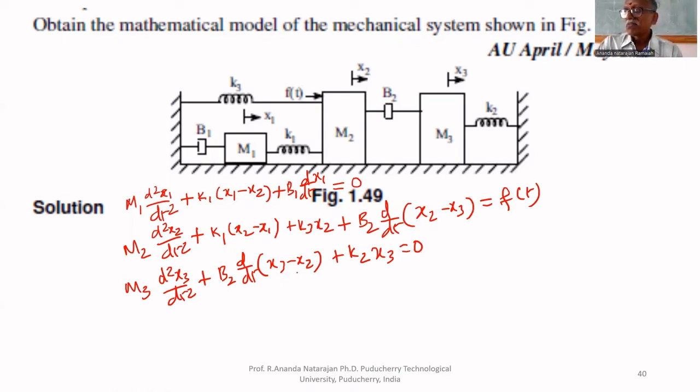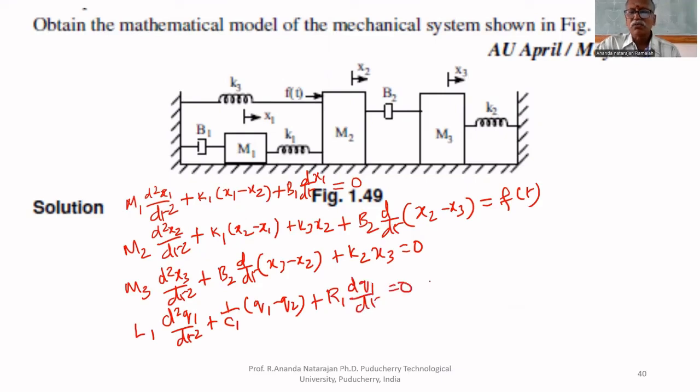Now let us find the electrical analogy, the force voltage analogy. For that, what do we have to write? L1 d square q1 by dt square plus, for force, 1 by c1 (q1 minus q2) plus r1 dq1 by dt equal to 0.